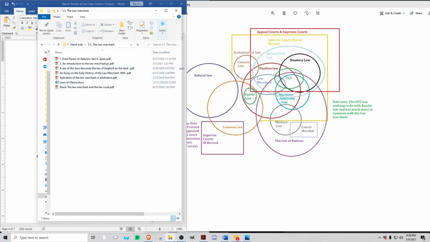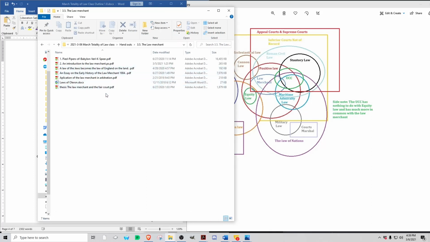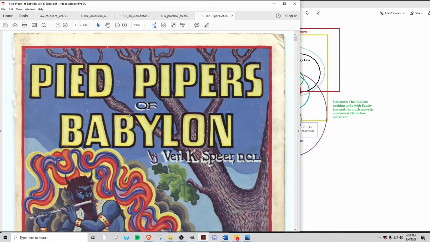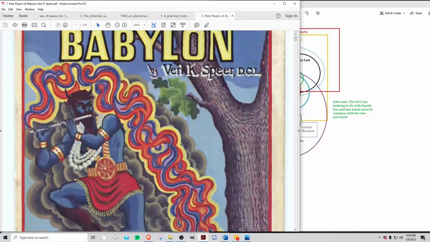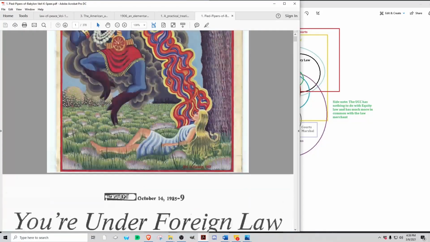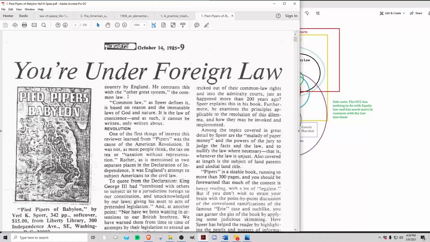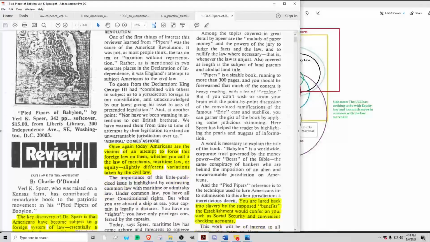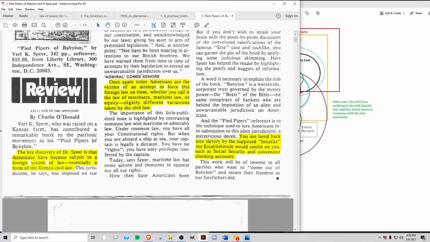A very, very good book to start to understand what the law merchant is is The Pied Pipers of Babylon. This is a book by Vril K. Spear, who has a doctorate in common law. And he begins right in the beginning of this book: you're under foreign law. Of course, as it said, Roman civil law is foreign to us. I'm not going to read all this, but I'll show you the table of contents, and I highly suggest that you take the time to read this book. Some other members of the Vocational Science of Freedom have done so, and they've said that they learned a tremendous amount of information by reading this book.